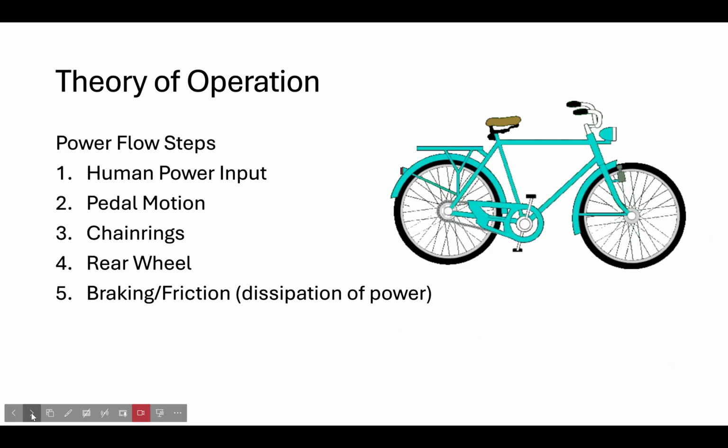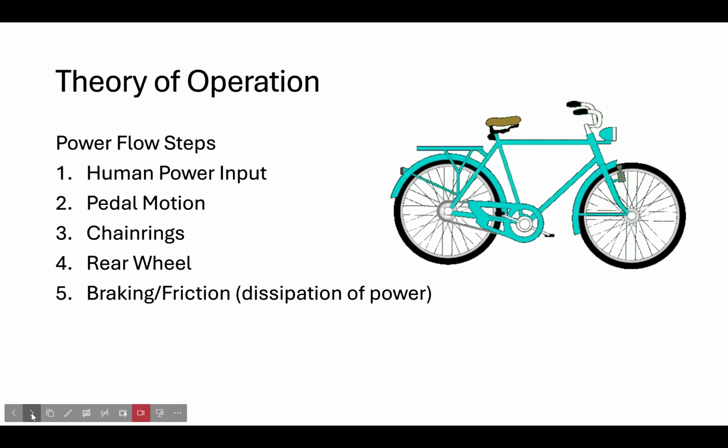So we wanted to talk about a little bit more of the power flow that happens within a bicycle to allow for a linear motion to take place. So first is the human power input into the pedals themselves.